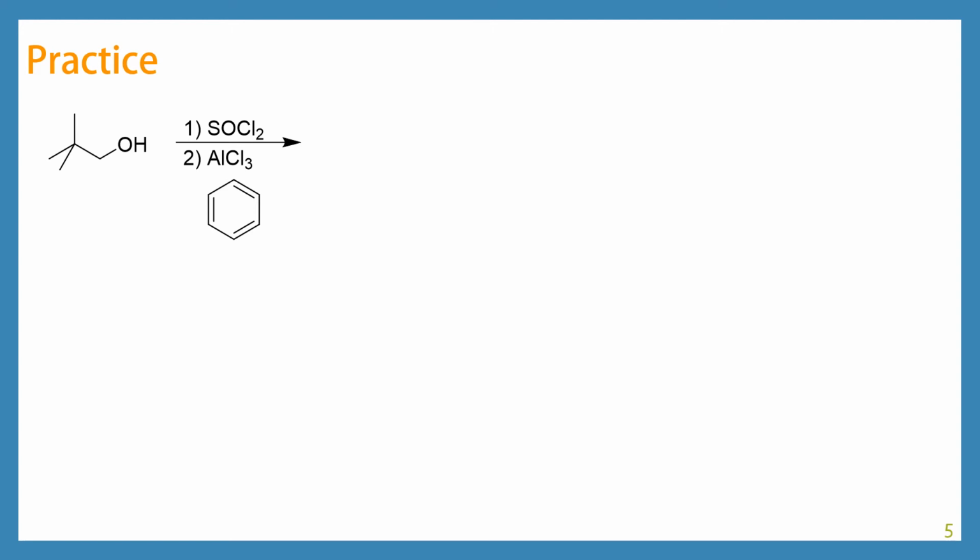So in the first step of this practice problem, our alcohol reacts with thionyl chloride to give us an alkyl halide. This is a reaction that we're familiar with from OChem 1. Now in the next step, we are given aluminum chloride and benzene. This tells us that we are about to do a Friedel-Crafts reaction using this alkyl halide as part of the starting materials. So what we need to do is determine what our carbocation is going to look like.